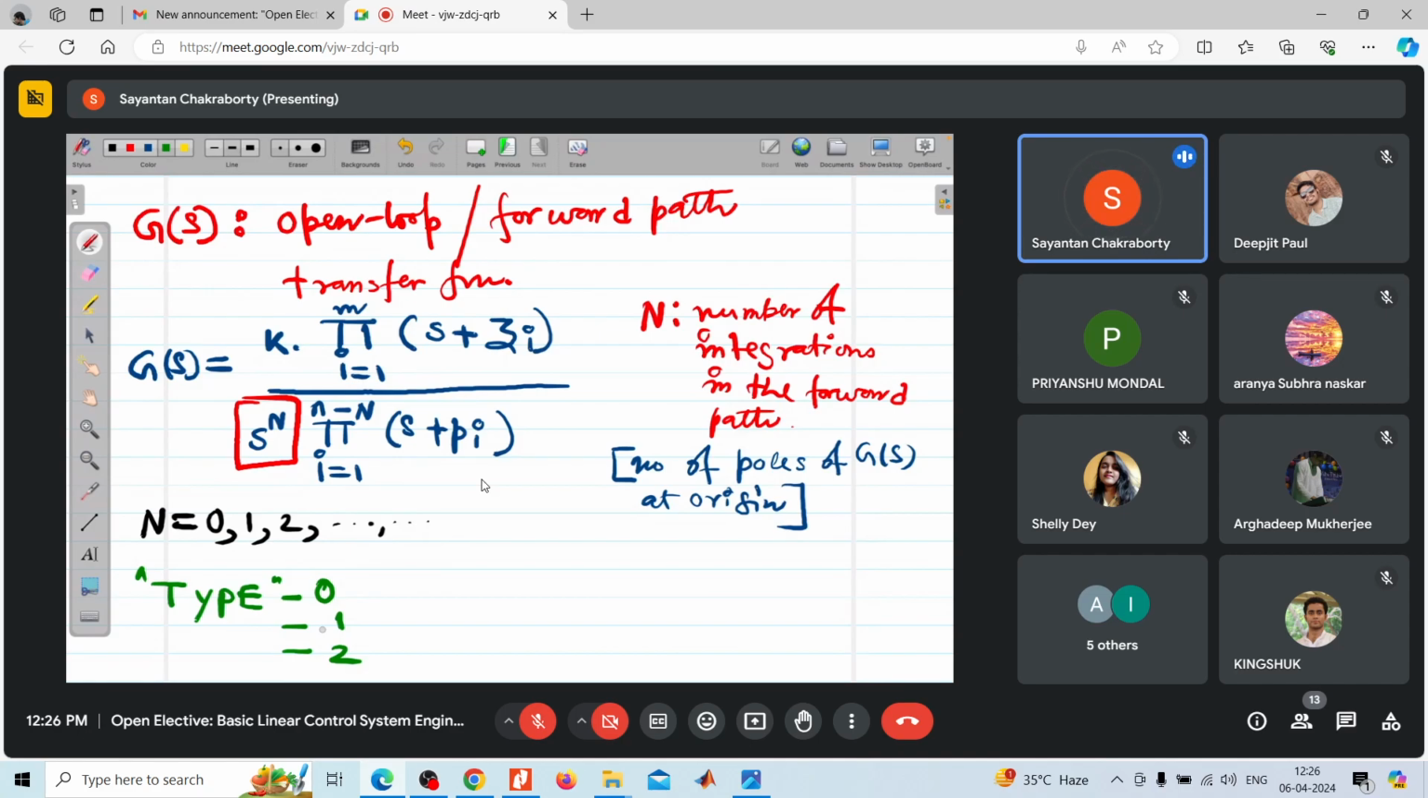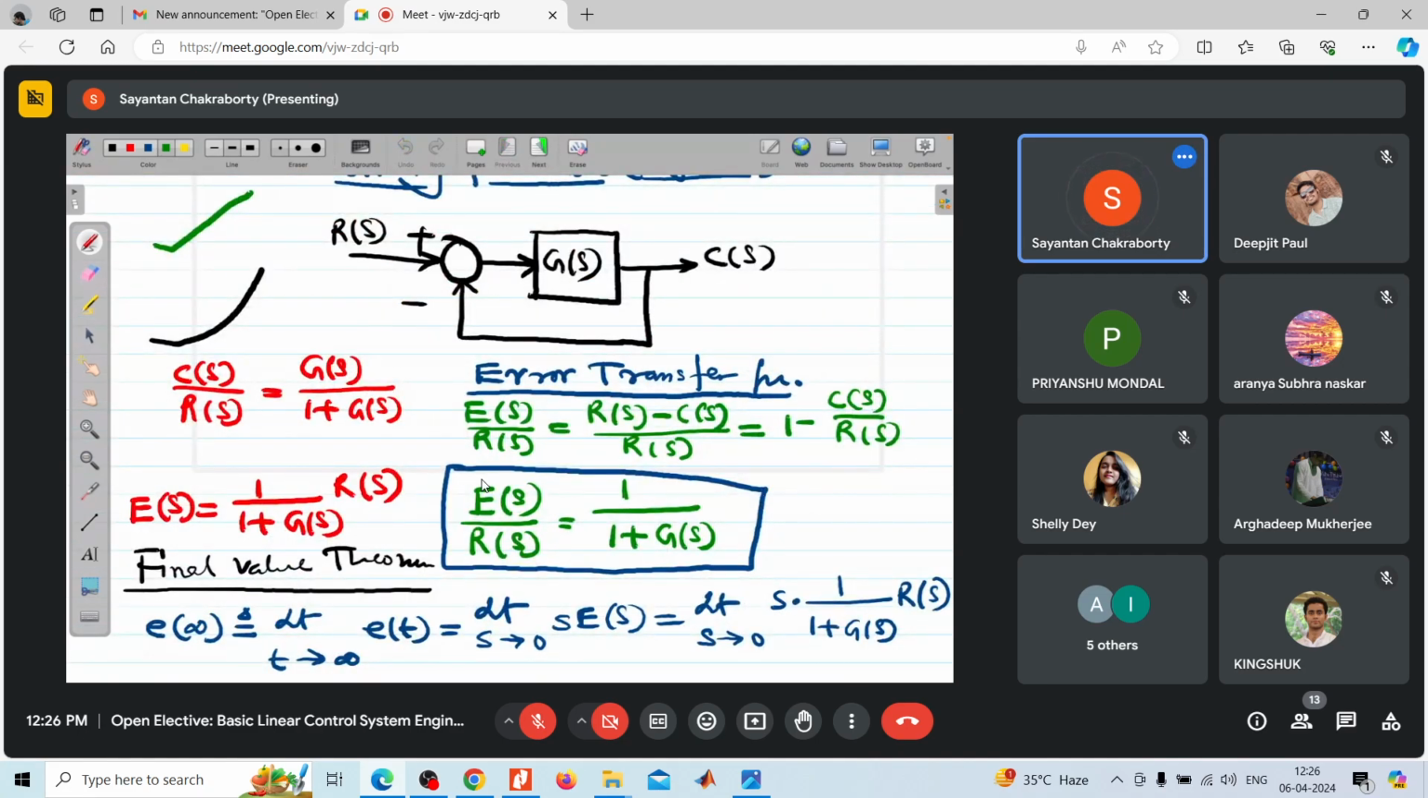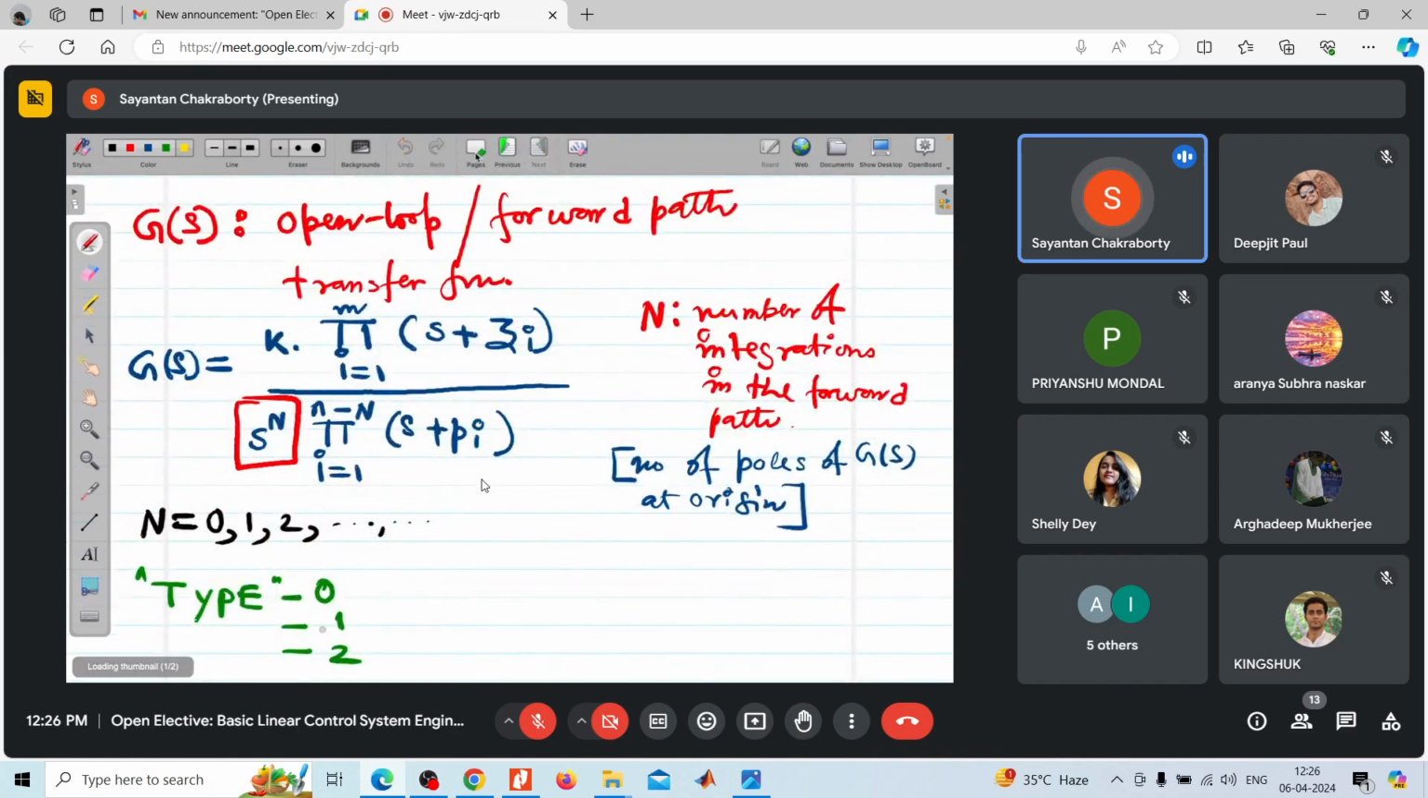Now, this type of the system plays a very important role in determining the steady state behavior of the system, right? And obviously, all this discussion is based on this configuration, a unity feedback, negative unity feedback configuration, mind it. And this G(s) is this. Okay, now let us investigate the different cases.